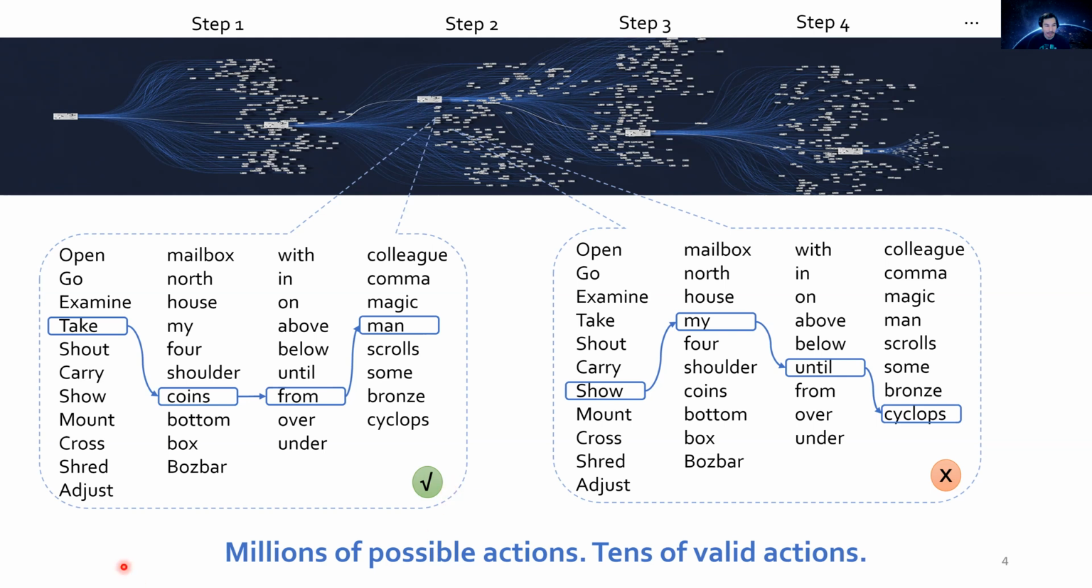By valid, I mean the action is both grammatical and contextually relevant. For example, this action on the left, take coins from man, is likely a valid action because it's grammatical, and if there is a man at the current location that has coins, then it would probably work in terms of doing something in the game. The action on the right, show my until Cyclops, is neither grammatical nor contextually relevant. This would be an invalid action in the sense that it would not be recognized by the game's parser and would not change the game state. The trick is, out of the millions of possible actions, being able to find and identify the set of tens of valid ones.